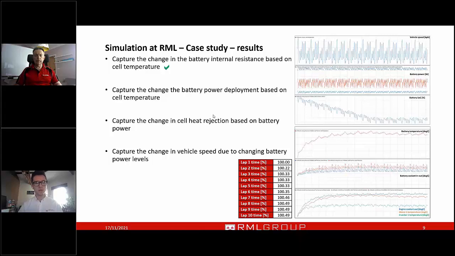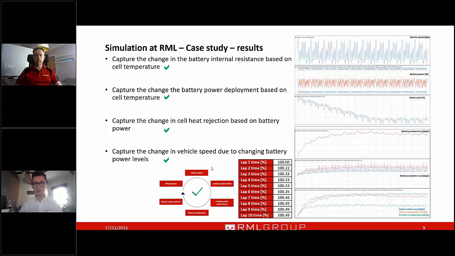So do you want to capture the change in internal resistance in the battery based on cell temperature? You can do that. Do you want to capture the change in battery power deployment based on cell temperature? We can do that. Do you want to capture the change in cell heat rejection based on battery power and temperature? We can do that. And we can also capture the change in vehicle speed due to changing battery power levels, which is great.